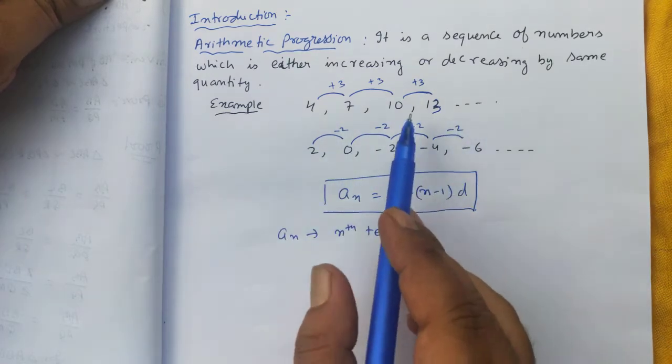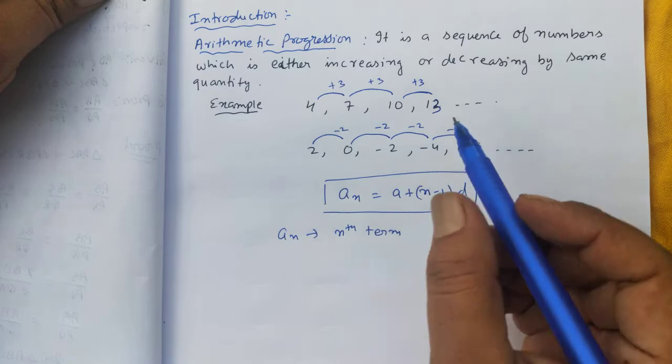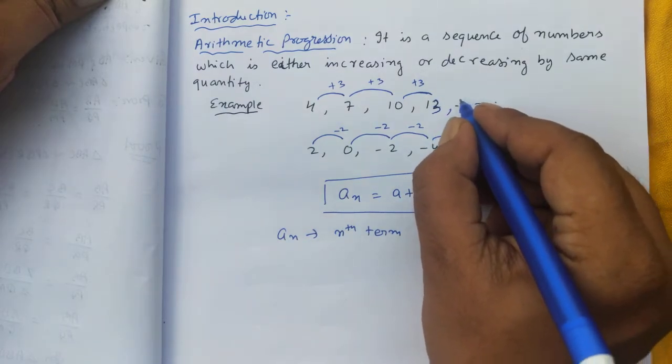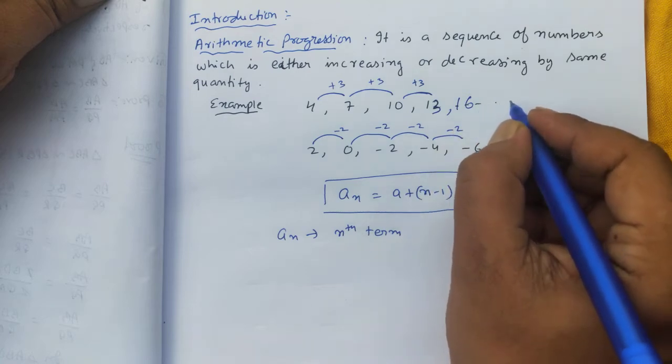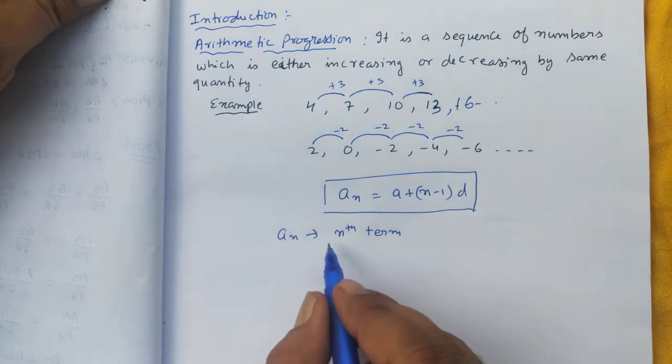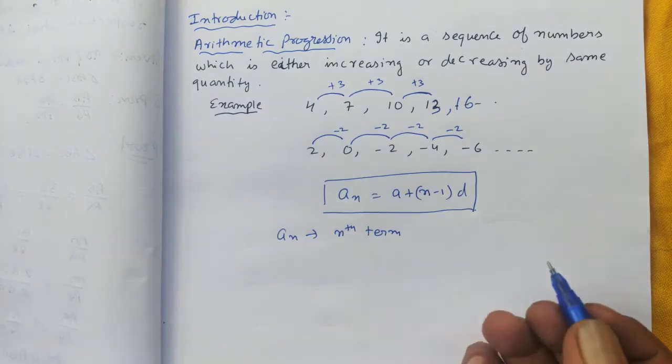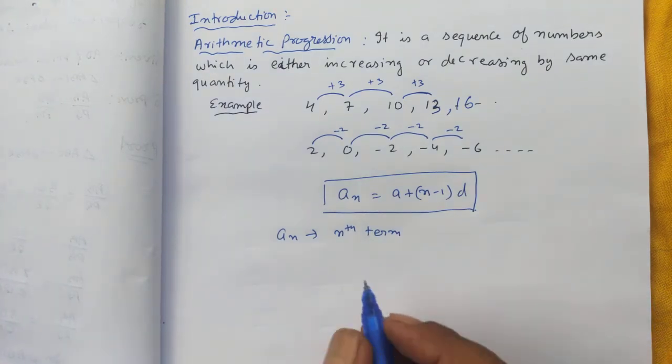Suppose this is a series. What is the fourth term? We can say 13. What will be the fifth term? The next number we can write, 16. It goes on like that, okay? Fifth term. So an means nth term. It can be any number: 6th, 7th, 8th, 9th, 10th term.